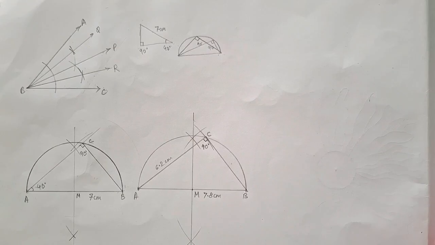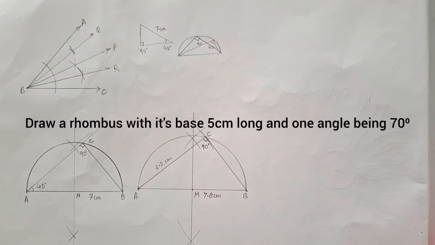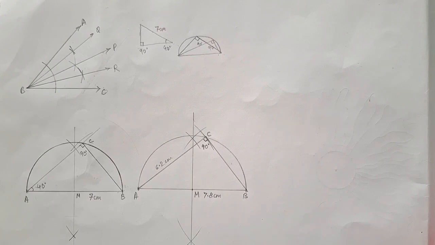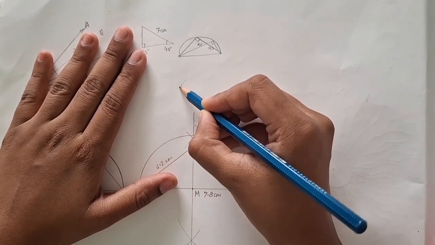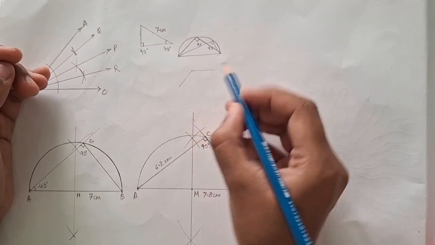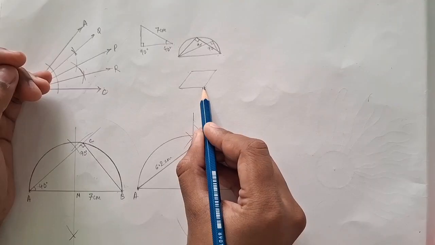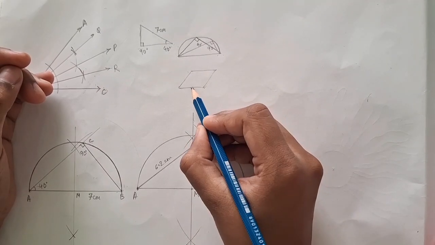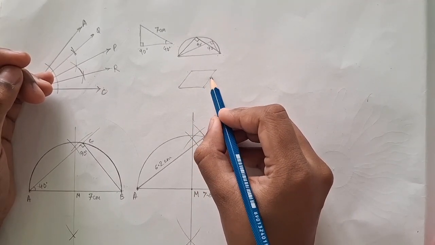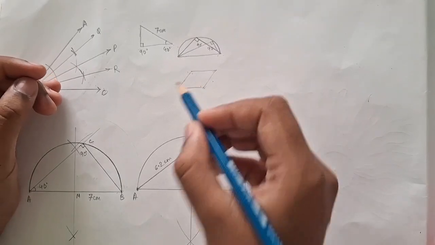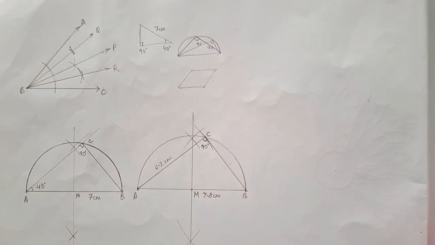Next, moving to the construction of quadrilaterals. Question: draw a rhombus with its base 5 centimeter long and one angle being 70 degree. So a rhombus is nothing but a tilted square. As we can see here, in a rhombus the opposite sides are of equal length and opposite angles measure equal. Here they have given us a side and one angle, which is enough data for the construction of a rhombus.